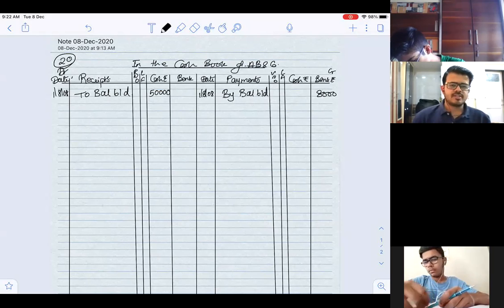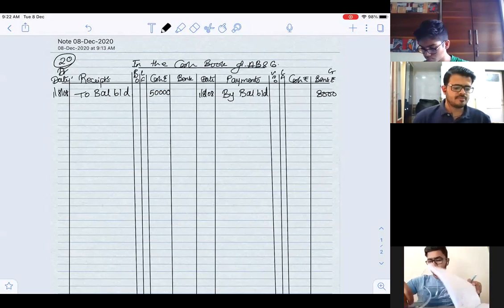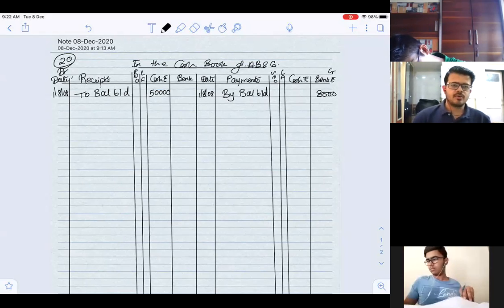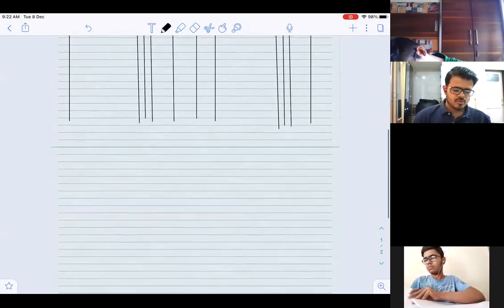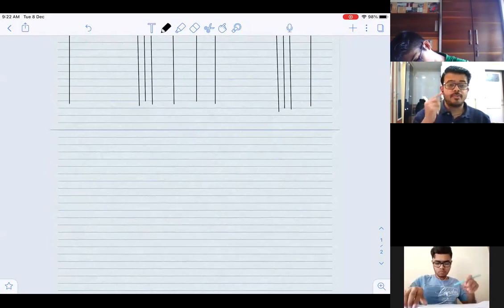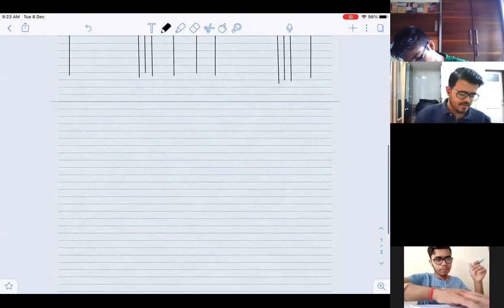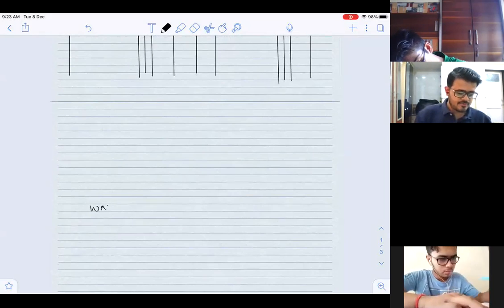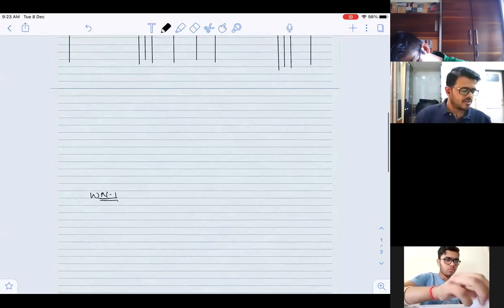Purchased goods worth 60,000 from Khan at 10% TD and paid half the sum due, less cash discount of 200. So is it on cash, credit, or partly cash, partly credit? It is partly cash, partly credit, right? Make a working note for that. Okay. Working note में लिख दो.